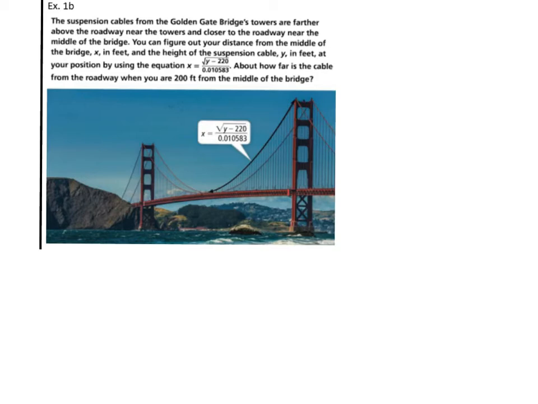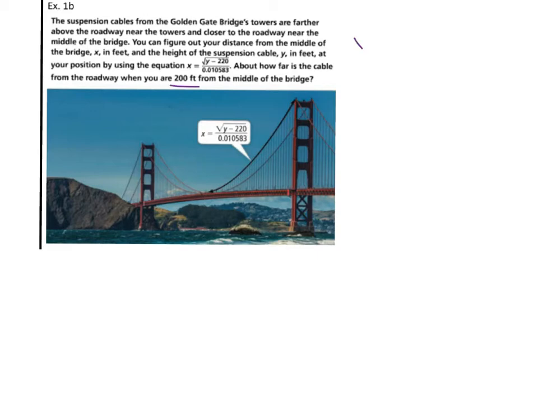It says the suspension cables from the Golden Gate Bridge's towers are further above the roadway near the towers, as you can see, and closer to the roadway towards the middle of the bridge. You can figure out your distance from the middle of the bridge in feet and the height of the suspension cables in feet at your position by using this equation. x equals the square root of y minus 220 over 0.010583. About how far is the cable from the roadway if you're 200 feet from the middle of the bridge?